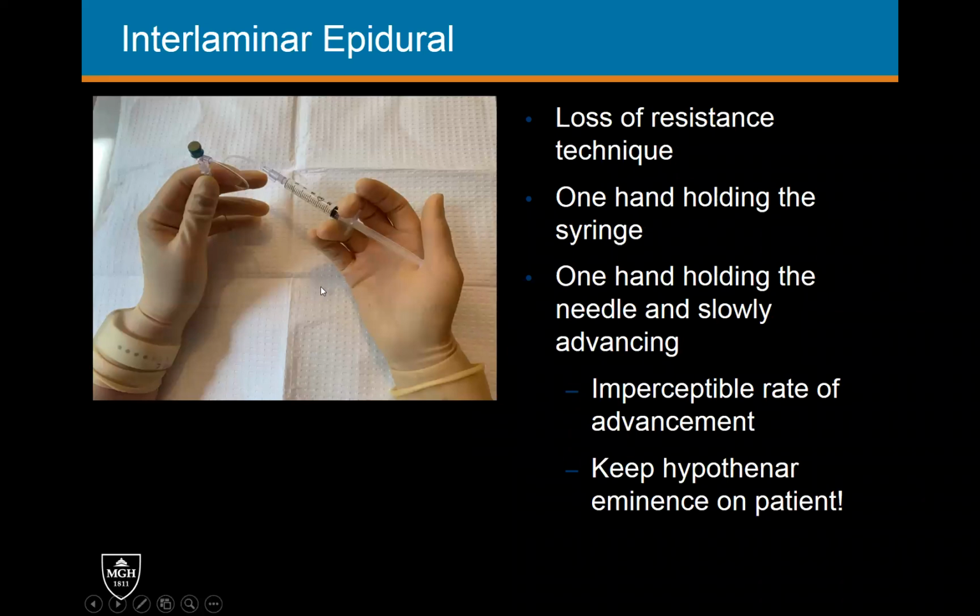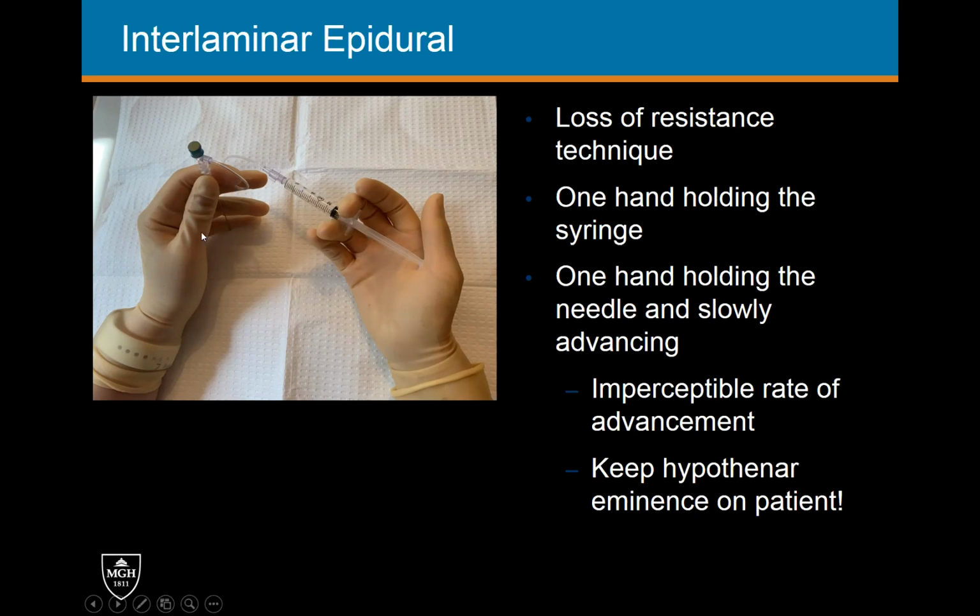Then once you get there, you want to go through the ligamentum flavum, and we use what's called the loss of resistance technique. You have one hand holding the syringe, and I specifically use this position where I have the top of the plunger against my thenar eminence, and I hold it this way so that I can visually look at the plunger and whether it's advancing. We have things hooked up through this tubing so that we can have better visualization.